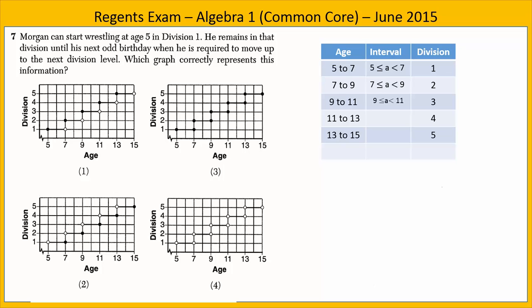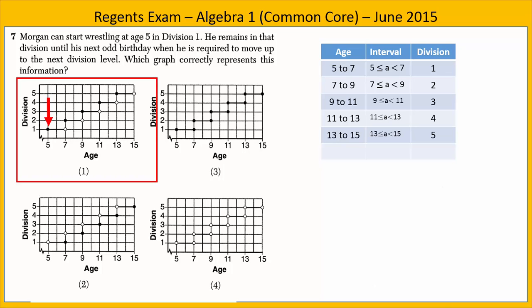We can look at each of these intervals and set up the intervals to get an idea where our open circles and closed circles will be on the graph. Then we can compare to the graph. On the first choice, we see that at age 5, he's in division 1, and he remains in division 1 up until age 7. At age 7, he moves to division 2. Notice there's an open circle for division 1 at age 7 and a closed circle for division 2 at age 7, which indicates that once he turns 7, he moved to the next division.